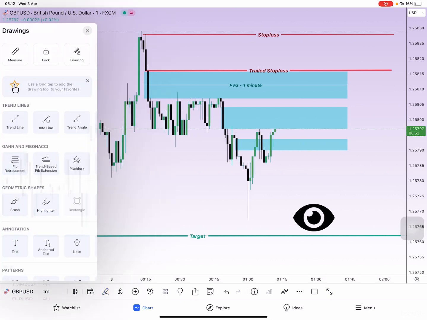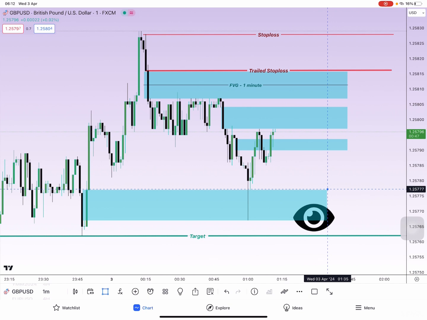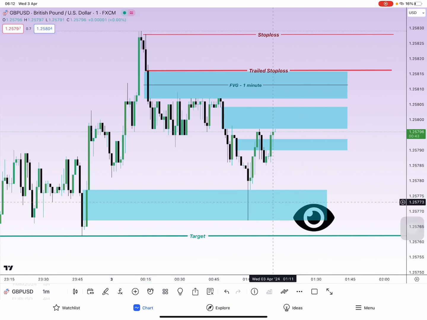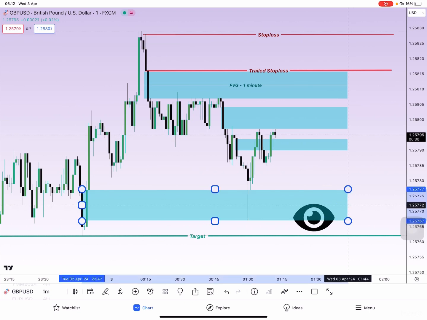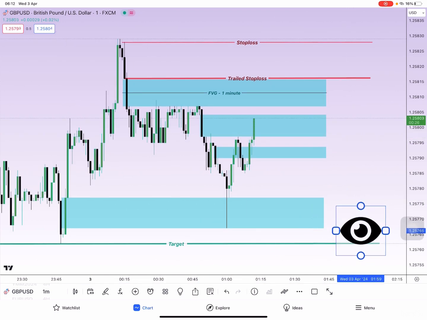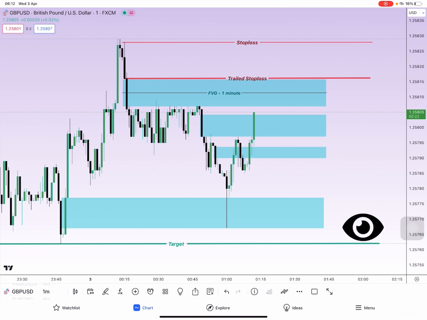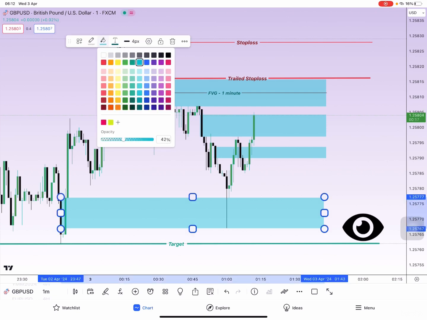So I should have marked this gap as well, which got filled to the lower end but got rejected from here, which is an important thing to see even if we break it. So if the market comes back down here, we will see how this area reacts.